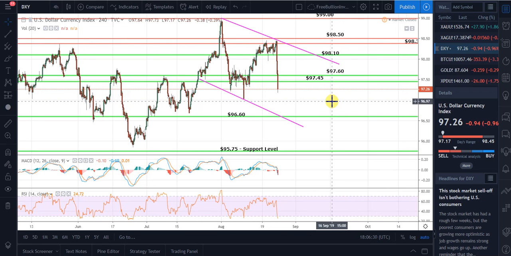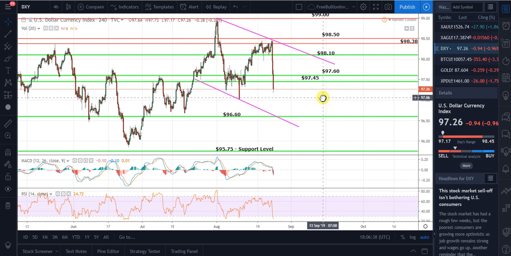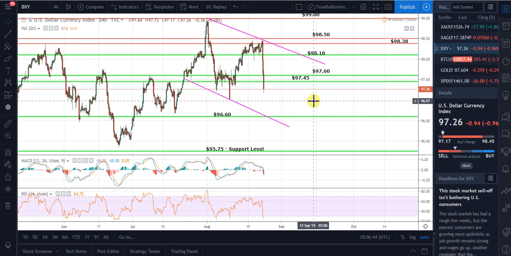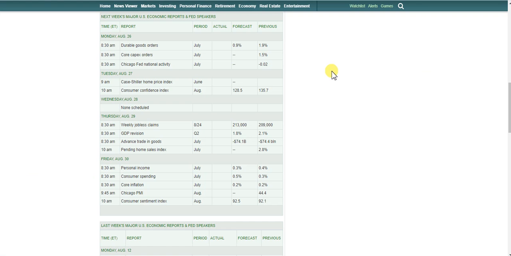So it really doesn't look like there's any reason to be investing in the dollar anytime soon as far as that goes. Plus we got rising debt and other reasons, and just the economy kind of seems to be slowing down a little bit. However, as far as next week goes, we have a GDP revision.